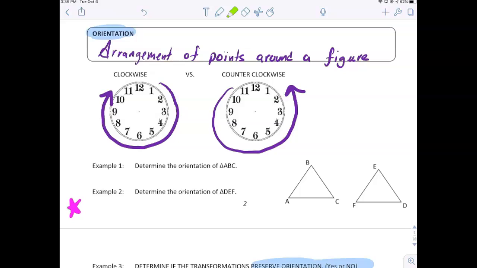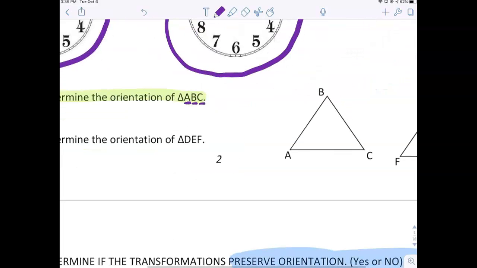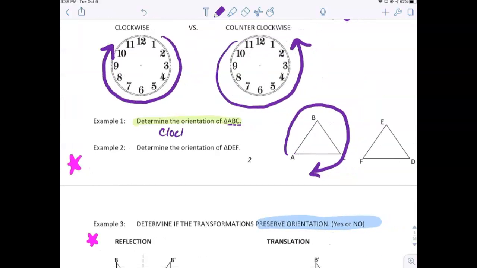So if you looked at example 1 and it says determine the orientation of triangle ABC. Well, it's important the way it's written, A, B, C, in that order. If I go A to B to C, I went clockwise. So that one, we're actually going to write the word clockwise. And the next one, D, E, F, in that order. If I go D, E, F, I went counter what a clock does. Counter means against the clock, counterclockwise.